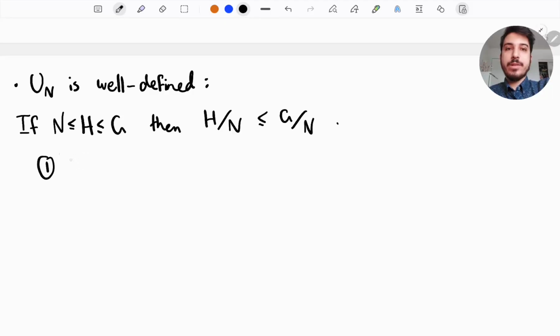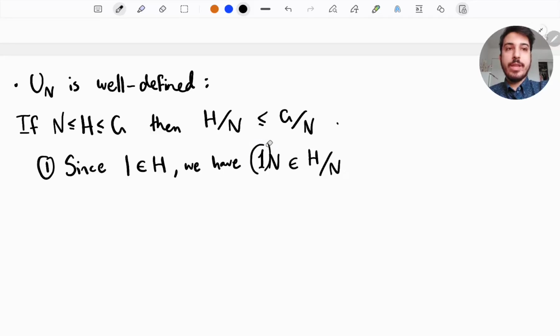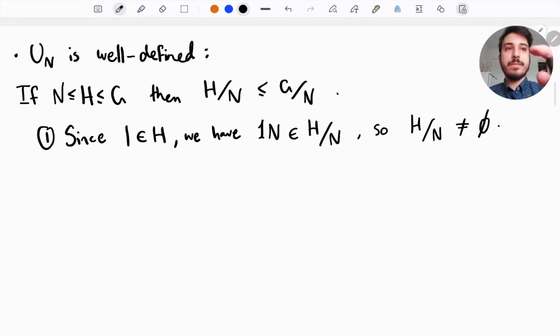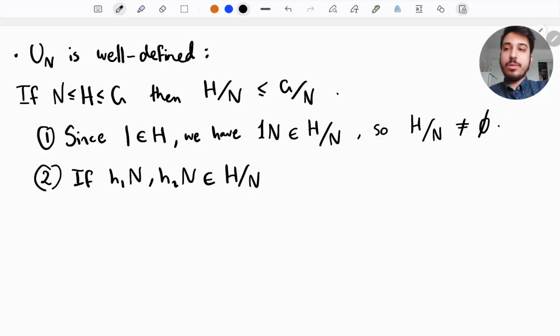Proving this is, first, since the identity is in H, because it's a subgroup, we have that 1N is in H/N, since 1 is in H. So, H/N is not empty. That's the first thing in proving it's a subgroup. The second thing is if h1N, h2N are elements in H/N, we would like to prove that h1N times h2N inverse is also an element in H/N.